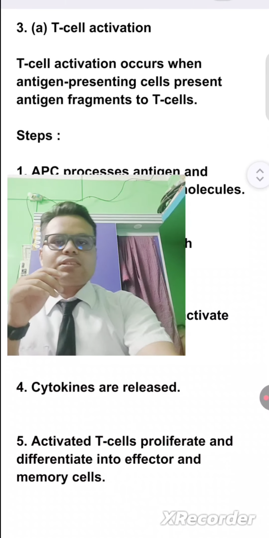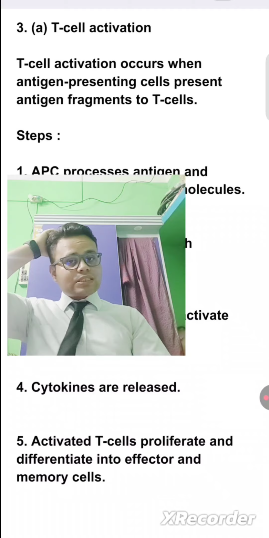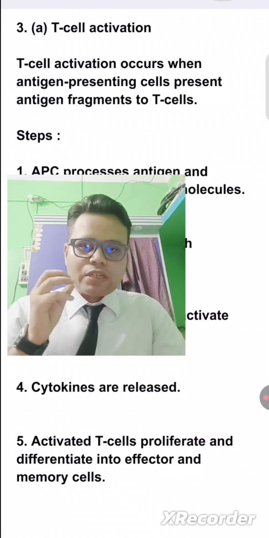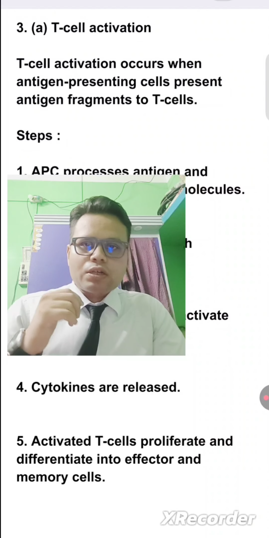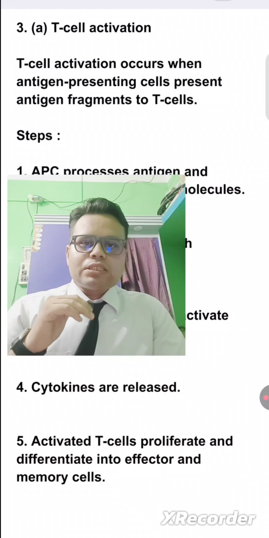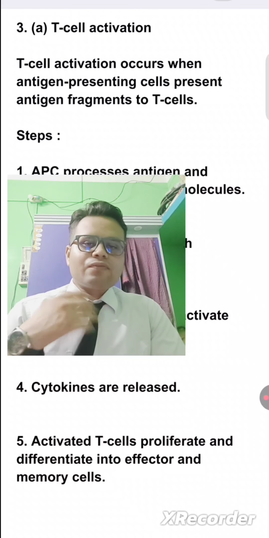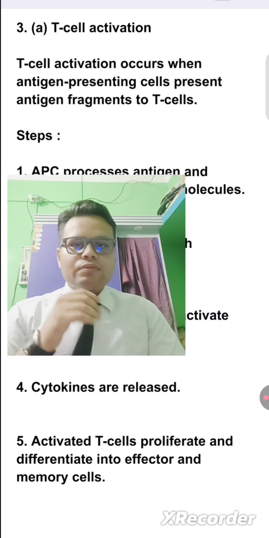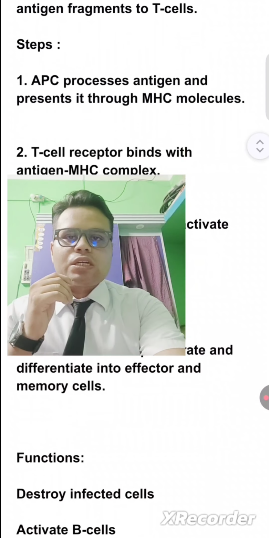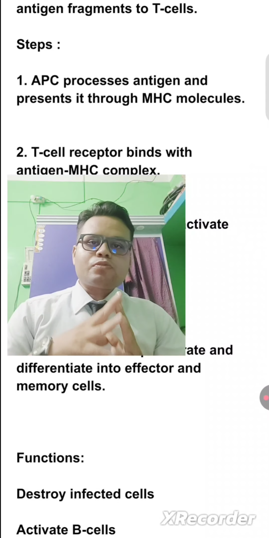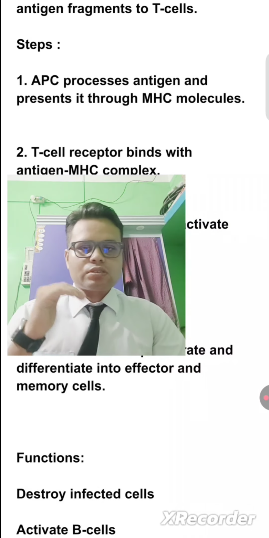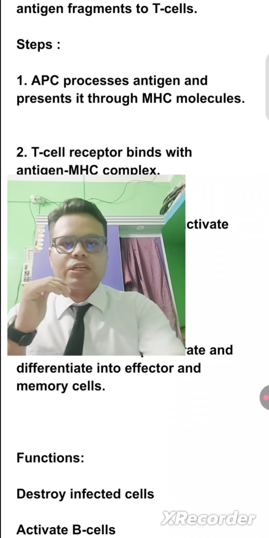So T cell activation. What do you mean by T cell activation? Class, the answer is very simple: T cell activation occurs when antigen presenting cells present antigen fragments to T cells. So these come under T cell activation. And what are the steps involved? APC processes antigens and presents them through the MHC molecules. This comes under the steps.